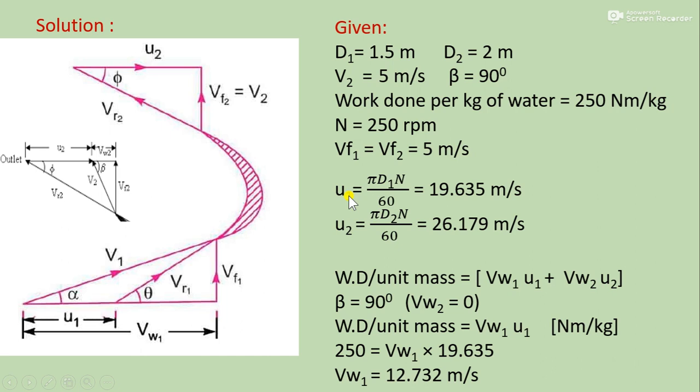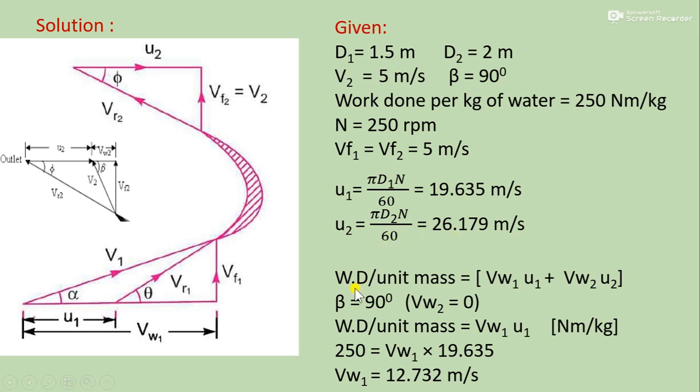Okay, so in that way, we have to first calculate u1 and u2. The formula for u is pi D N by 60. Use the d1 diameter for u1, and the d2 diameter in meters for u2, and put the speed also. So we get the u1 value in meter per second and the u2 value in meter per second.